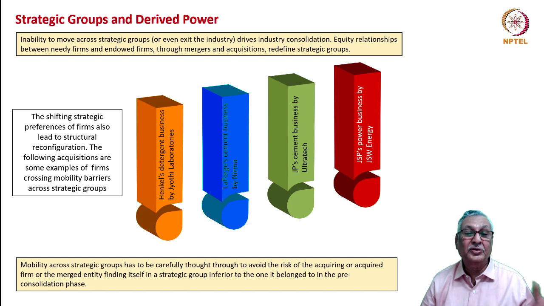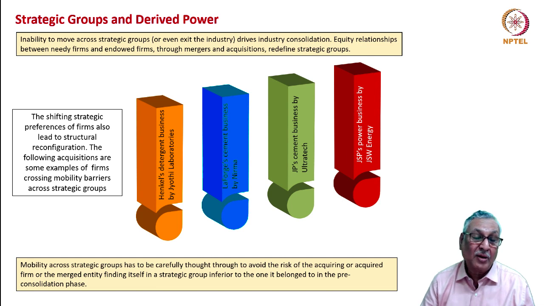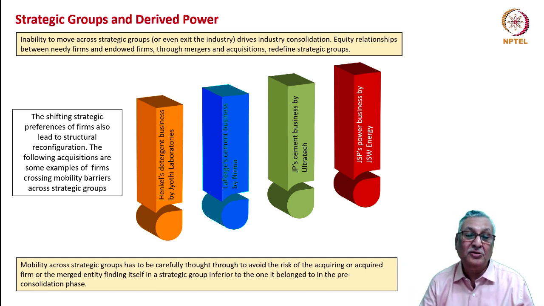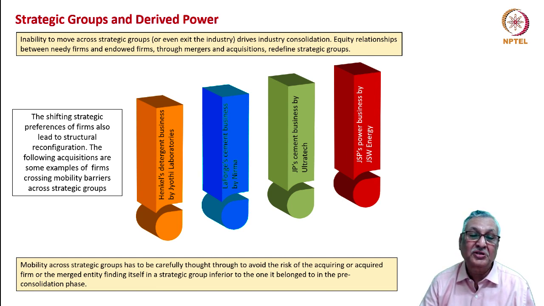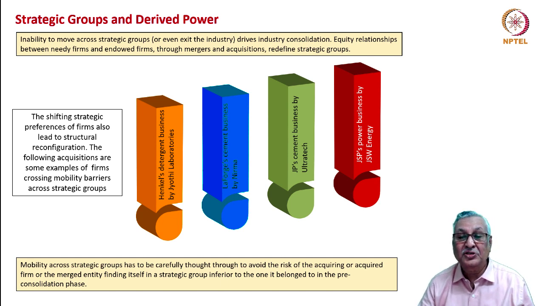When Zee and Sony, with their different strategic dimensions, merge together, they make one of the largest media powerhouses globally, and in India, obviously, one of the largest. So acquisitions are helpful in making strategic groups coalesce into bigger strategic groups. Henkel's detergent business, when it acquired Jyoti Laboratories, became more powerful as a strategic group. Lafarge's cement business expanded under Nirma.